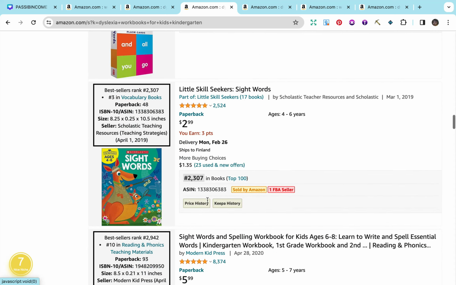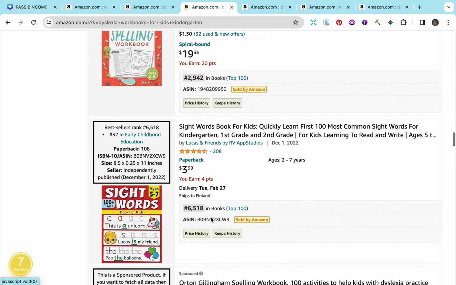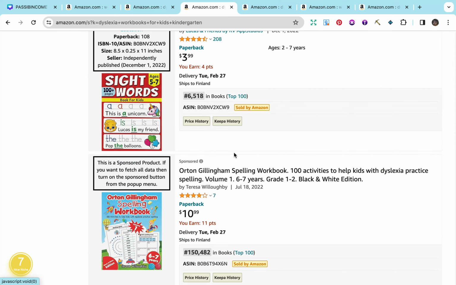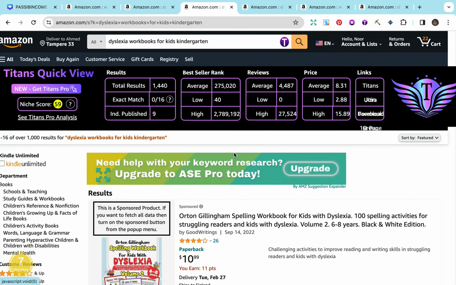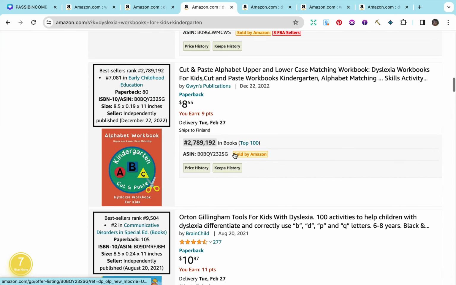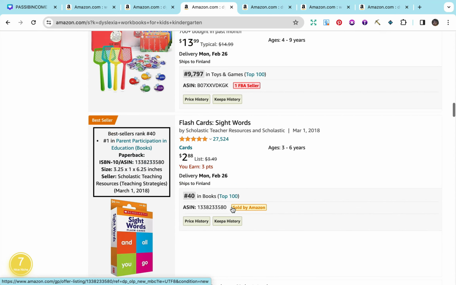This one's 2,300, this one's 2,900, 6,000. So here, just by scrolling down, we have over 5 books that are not sponsored that have a bestseller rank sitting at 100,000 or below. That is also good to see. Notice that there are also books to do with spelling. They're not specifically for dyslexia, but they are ranking quite well under this keyword.